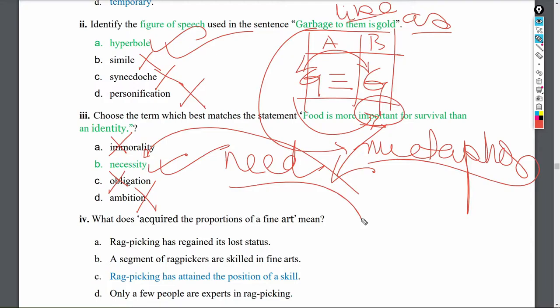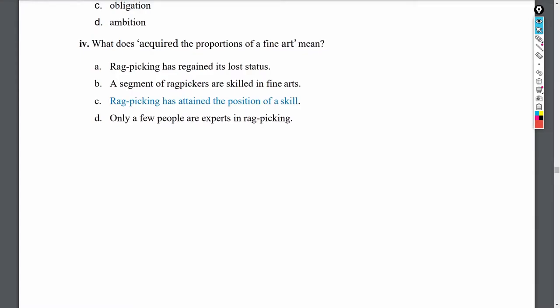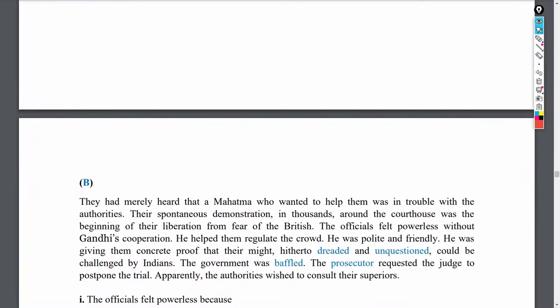है। Therefore let us go for the next question, let us proceed. What does "acquired the proportion of a fine art" mean? ये देखिए, acquired the proportion of a fine art, इसका meaning क्या हुआ, that he has attained the position of a skill, है ना, एक skill जैसा हो गया। Therefore let us go to the next question.